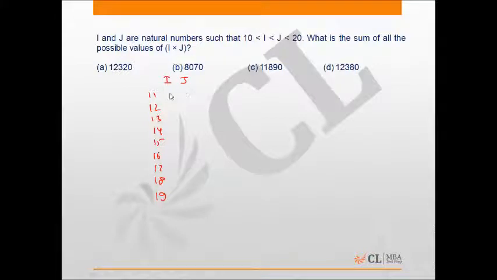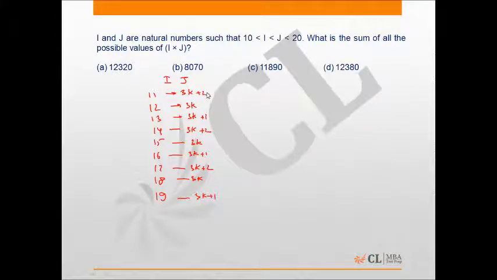Now if you see, if I convert these numbers into multiples of 3, this can be written as 3k plus 2, this can be written as 3k, this is 3k plus 1, 3k plus 2, 3k, 3k plus 1, 3k plus 2, 3k and 3k plus 1.